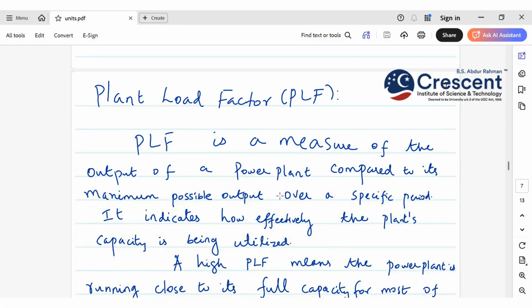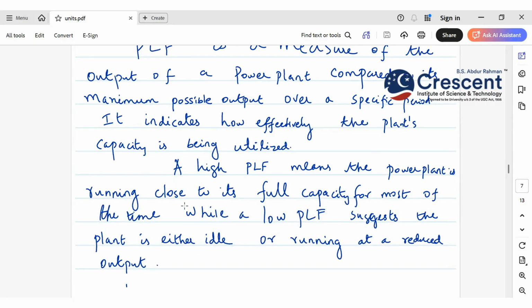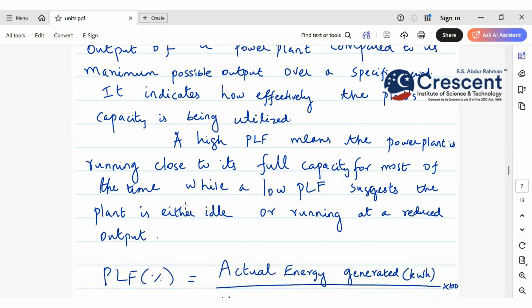So next important thing is plant load factor, PLF. PLF is a measure of the output of the power plant compared to its maximum possible output over a specific period. It indicates how effectively the plant's capacity is being utilized. High PLF means the power plant is running close to its full capacity for most of the time, while a low PLF suggests the plant is either idle or running at a reduced output.